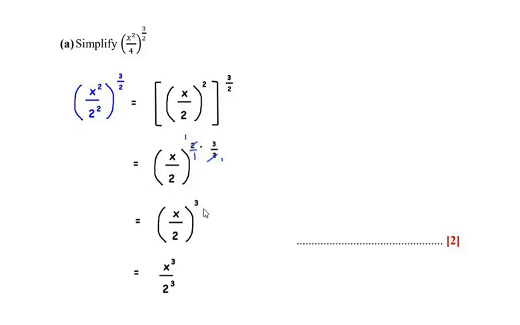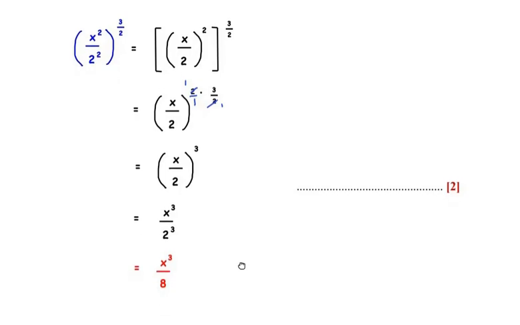Now again, using the power distribution law of indices, we have distributed this power to the numerator and to the denominator separately. So here we get x cube over 2 to the power of 3. Now this can be further simplified as the numerator stays the same. So we have written x cube over here over 2 to the power of 3 is 2 times 2 times 2, giving us 8. So this is the most simplified form of the given question. So this is going to be our answer.